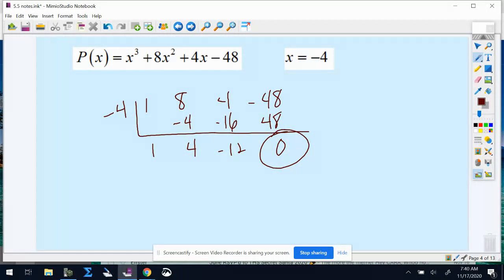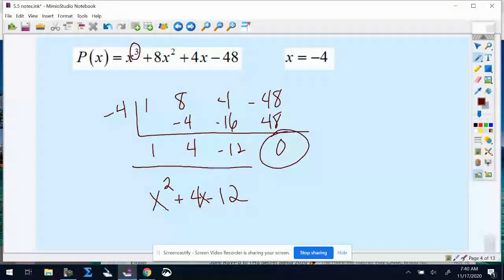Once we've proven that -4 is a solution or is a root, what if we want to find the other roots? Because we know with degree 3, we potentially could have up to 3 solutions. So if we want to find the rest, we're going to write down what's left. We're going to take these coefficients and write down the polynomial that they represent. It represents 1x squared plus 4x minus 12.